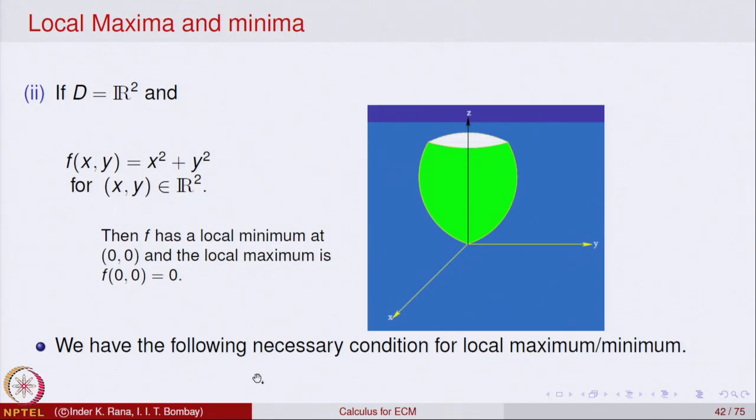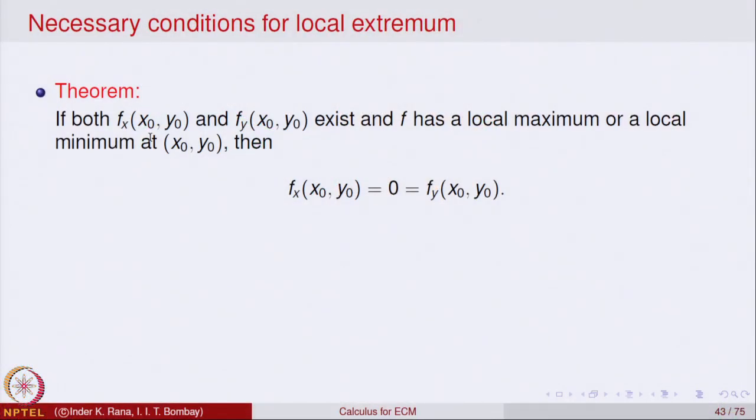Like functions of one variable, we have the following necessary condition for local maximum and local minimum. So, let us write this as a theorem: if f is a function defined in some open domain in R², a function of two variables, if both the partial derivatives exist and f has a local maximum or a local minimum at the point (x₀, y₀), then the partial derivatives of f with respect to x and with respect to y at that point must be 0.